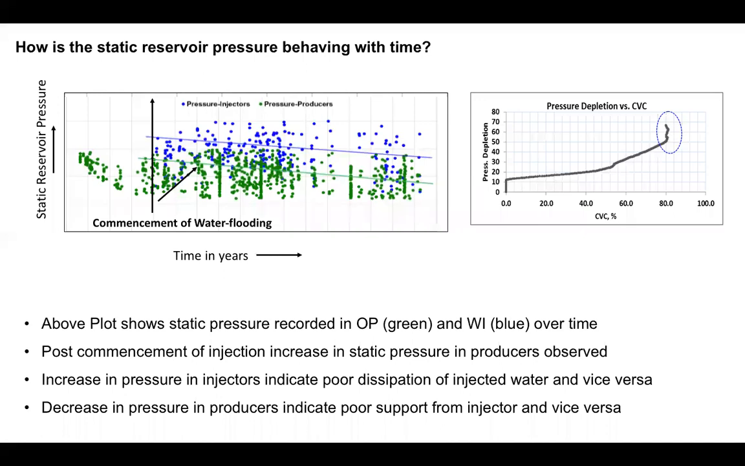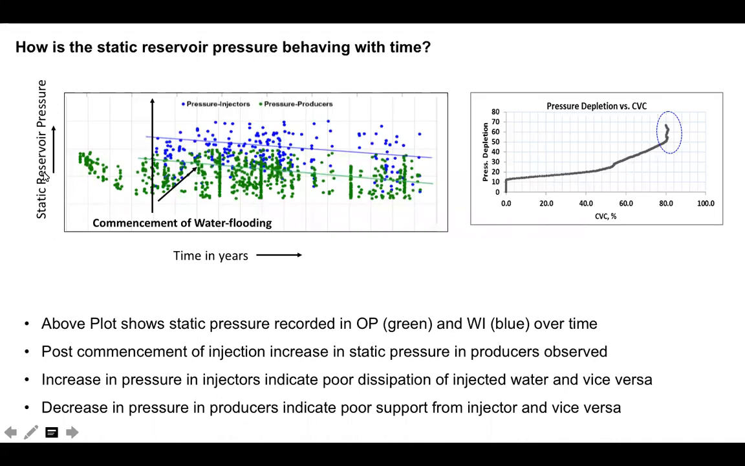Now, how to get the static pressure? For a producer, you close the well, you let the pressure build up, and after a point, it might be 24 hours, 48 hours, 72 hours, the pressure will stabilize. That is the static pressure of your reservoir. Similarly, for injectors, a flowing injector will be at a higher pressure than the static pressure of the reservoir. But when you close the flowing injector, the pressure in that well will start falling, and after a point of time, again 24, 48, or 72 hours, it will stabilize. That is how you get the static reservoir pressure from your injector well.